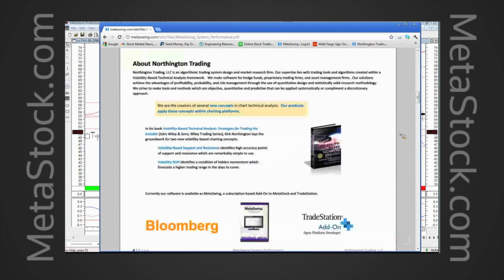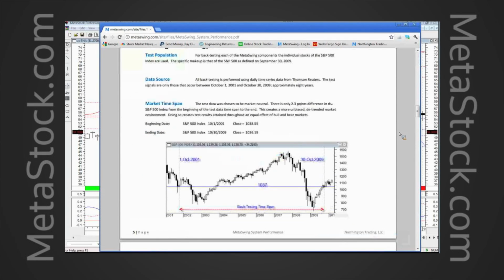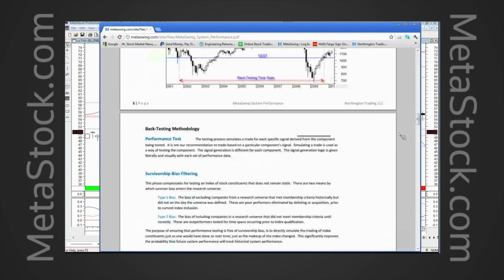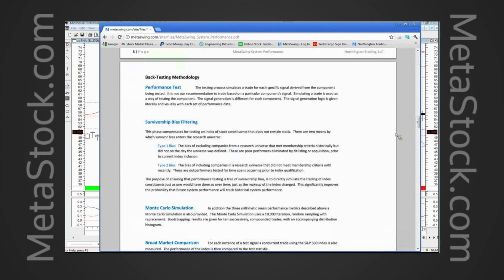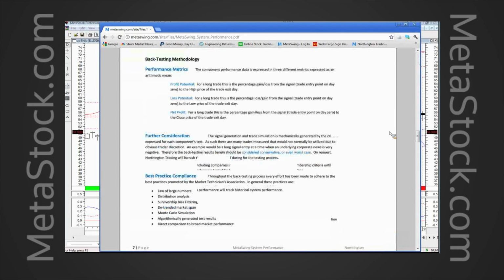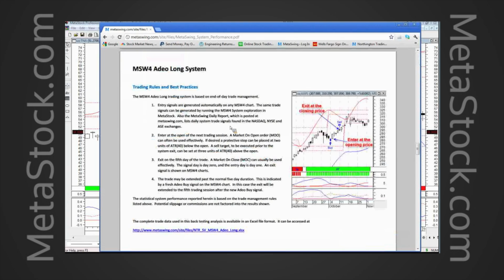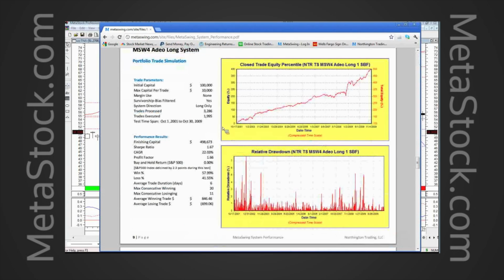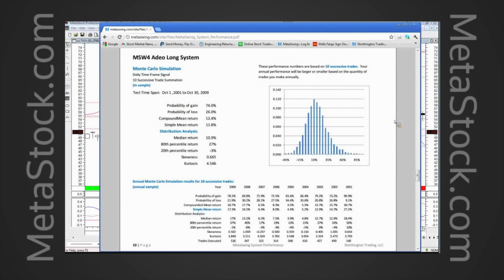It's a statistical explanation of how we backtest, the best practices that we use. We even do survivorship bias filtering, and how we test this on a statistical basis from a portfolio standpoint, from a signal standpoint, descriptive statistics, distribution analysis, etc. Okay, that is available at our website.